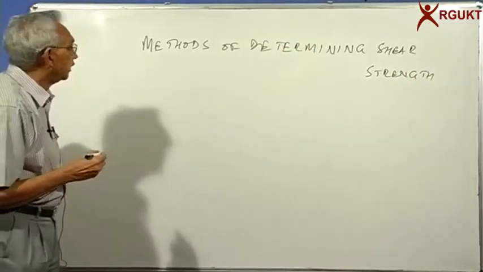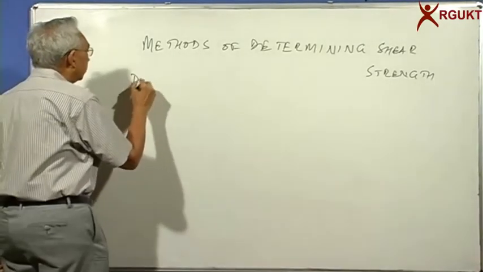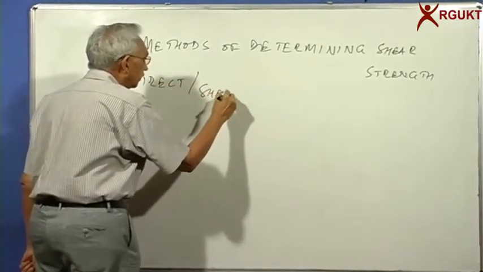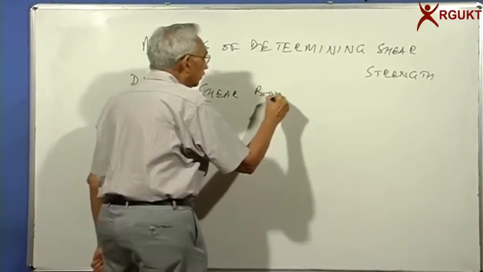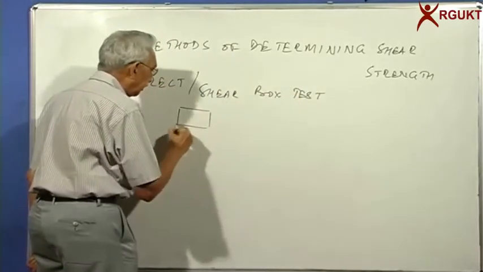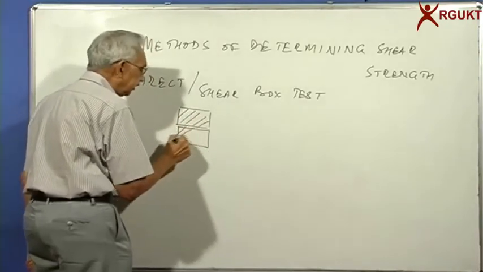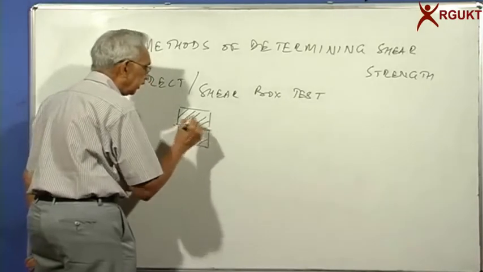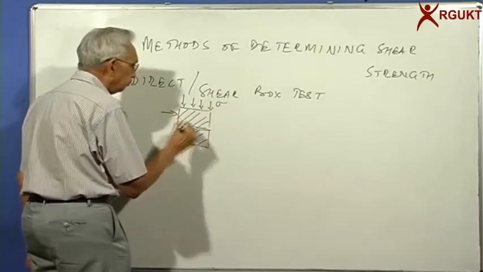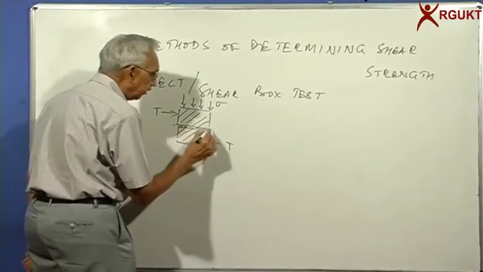So let's look at the methods of determining shear strength of soil. And we were looking at what is called a direct shear test or shear box test, wherein one soil sample is contained in two boxes, wherein the plane of shear is defined. You are shearing along it. So we apply a normal stress, sigma, and we apply a shear force T so that the soil gets sheared along this plane.